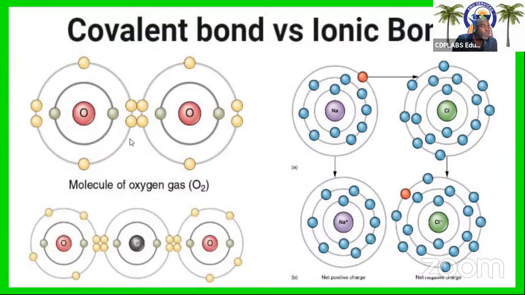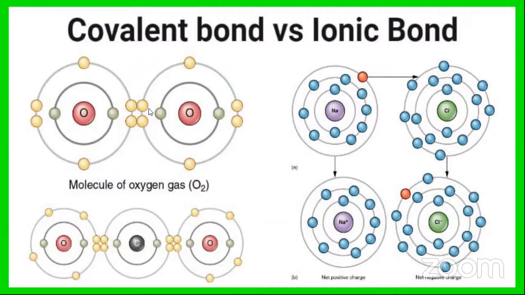So here we have covalent bonding taking place. Now in covalent bonding, look at the picture. What is happening in covalent bonding? What does the picture tell you about covalent bonding? Look at the picture and tell me, what is it telling you?